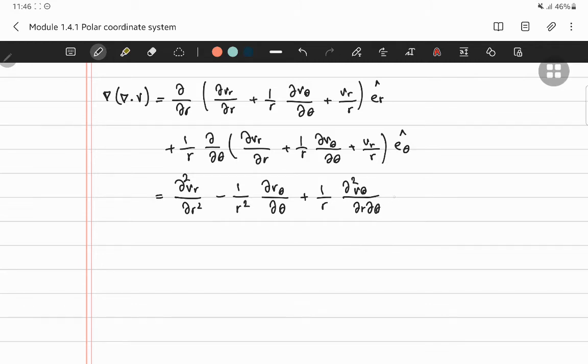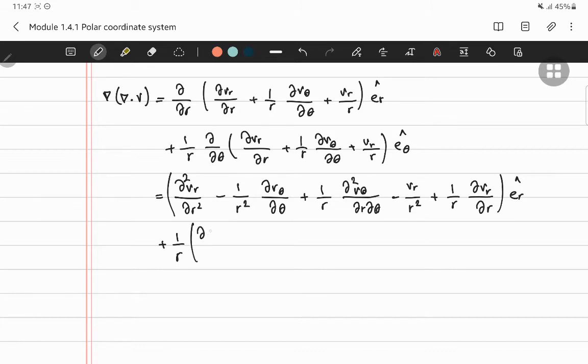And then finally I have this one. So this is minus 1 divided by r squared, or VR here, plus 1 divided by r, partial derivative of VR with respect to r. And this whole here is ER plus 1 divided by r times this one. Okay, so this is the first one.